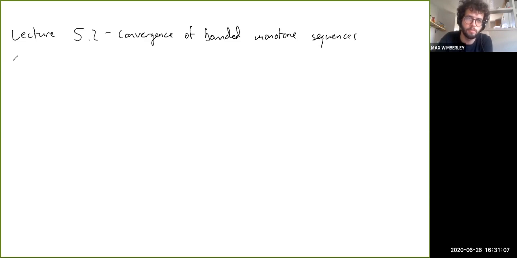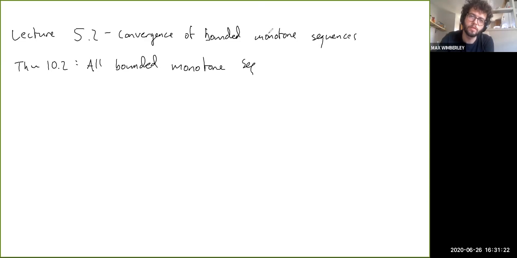This is theorem 10.2 from the book. All bounded monotone sequences converge.